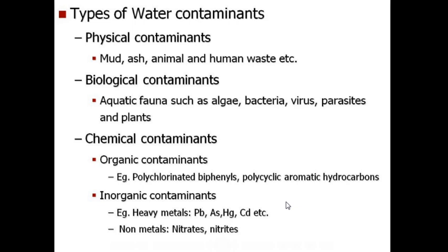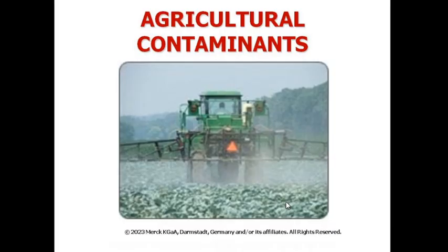Now, the water contaminants may be physical, biological, or chemical, and the chemical may be organic or inorganic. Physical contaminants like mud, ash, animal and human waste. Biological contaminants like bacteria, virus, parasites. They can all cause contamination of water, thereby causing disease in humans. Chemical contaminants: organic contaminants like PCBs as well as polycyclic aromatic hydrocarbons, while inorganic contaminants like metals, nitrates or nitrites. So these are the various types of water contaminants.